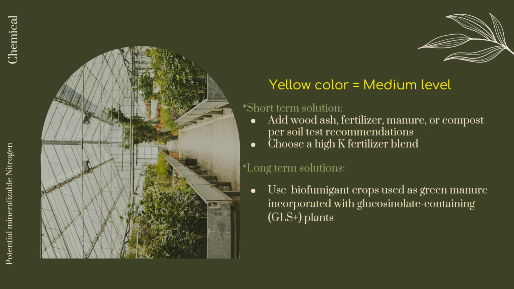The last chemical indicator is potential mineralizable nitrogen. It is a yellow color, which is a medium level, need improvement. The short-term solution, we add wood ash, fertilizer, manure or compost, and also we choose a high potassium fertilizer. The long-term solution, we use the biofumigant crops, which is used as a green manure incorporated with the glucosinolate-containing GLS plant.